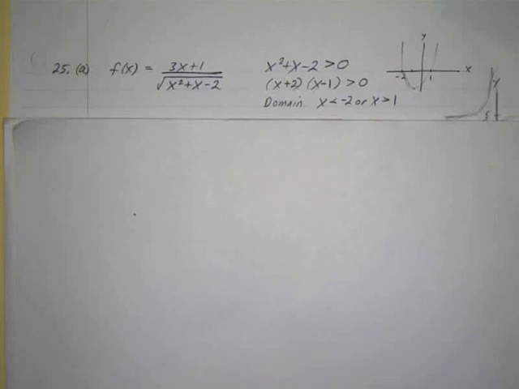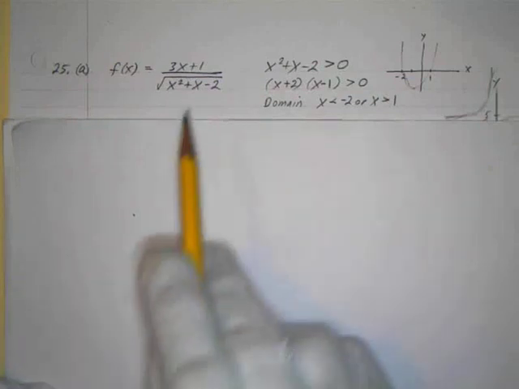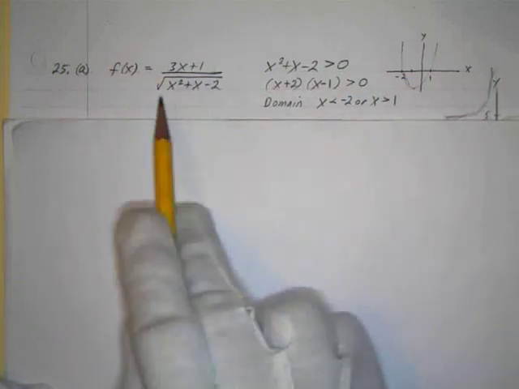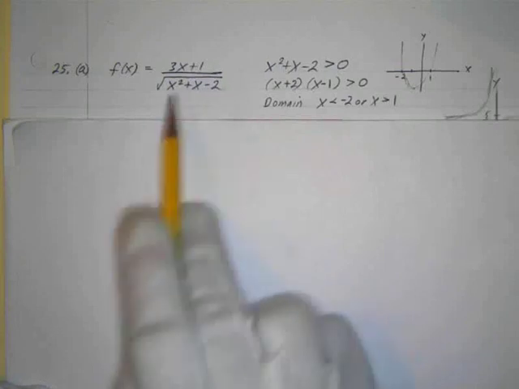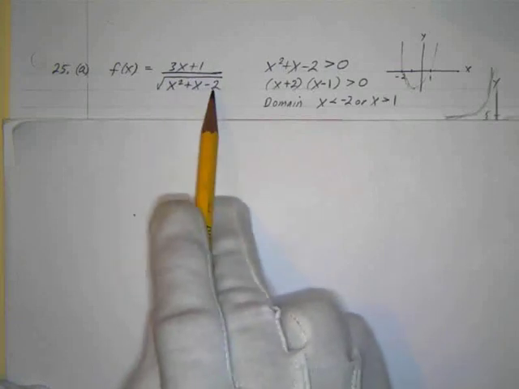Okay, number 25, and are you ready for calculus? 25, we just want to find the domain of this function. So the domain are any values of x that are acceptable. The top looks okay, but the bottom, remember we have a radical. We can't have 0 in the denominator, and we can't have a negative under the radical.